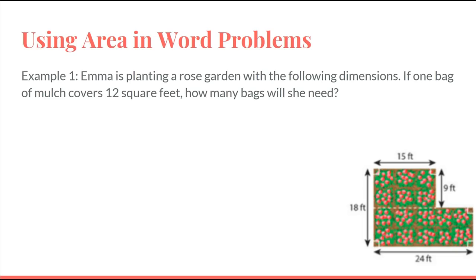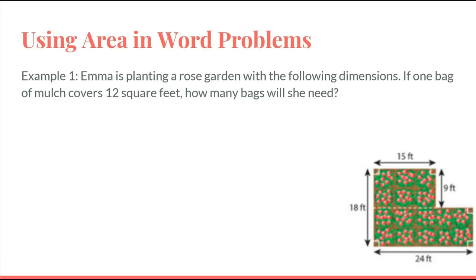All right, so now we have to talk about how to use them in a word problem, because it's great to be able to find area, but then we need to know how to use that for our advantage, or what we're even going to use it for. So let's look at this example. It says Emma is planting a rose garden with the following dimensions, and it's pictured in the bottom right corner. If one bag of mulch covers 12 square feet, how many bags will she need? Right in our question, by them telling us that we are using square feet, is giving us a hint that we're going to be finding area. So if she were to spread one bag of mulch, she would cover 12 square feet. We need to figure out how many bags she would need to buy to cover her entire rose garden.